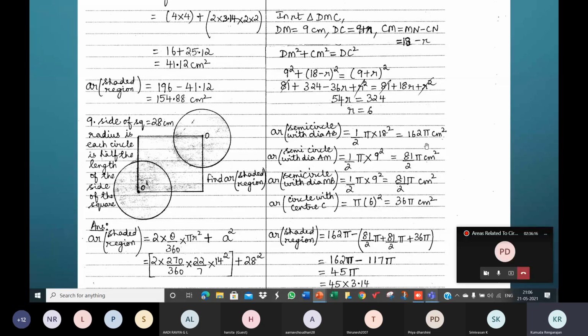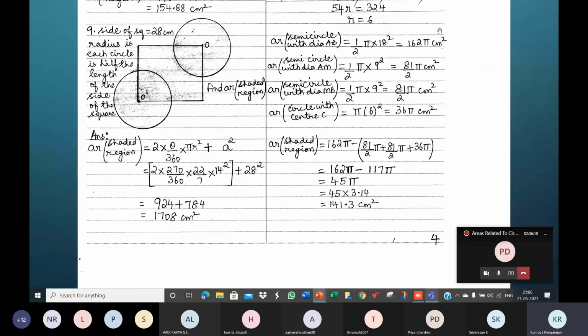I found all the answers in pi. I'll share this answer alone since it's time. I found all the answers in pi and then subtract from the area of the semicircle, taking away all this to find the area of the shaded region. I got the answer in pi and then used the value of pi as 3.14.